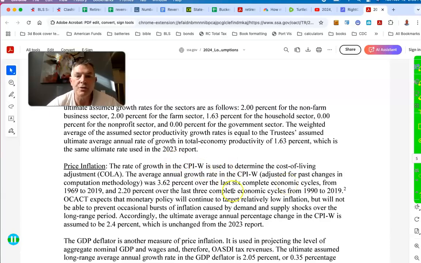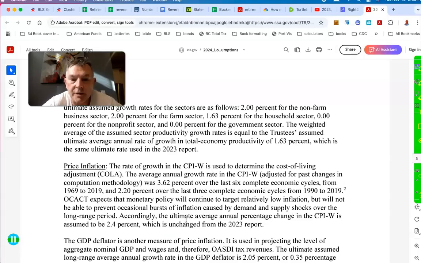The average growth in the CPIW, adjusted for past changes, was 3.62% over the last 6 complete economic cycles from 1969 to 2019. It is 2.2% over the last 3 complete economic cycles from 1990 to 2019. We expect the monetary policy will continue to target relatively low inflation, but will not prevent occasional bursts of inflation caused by demand and supply shocks over the long-range period.